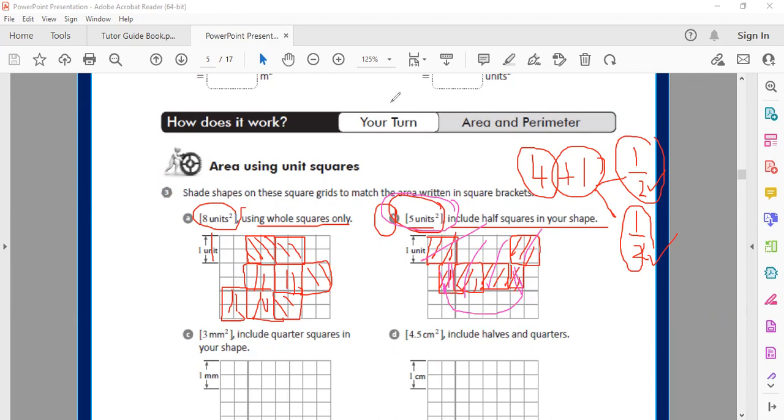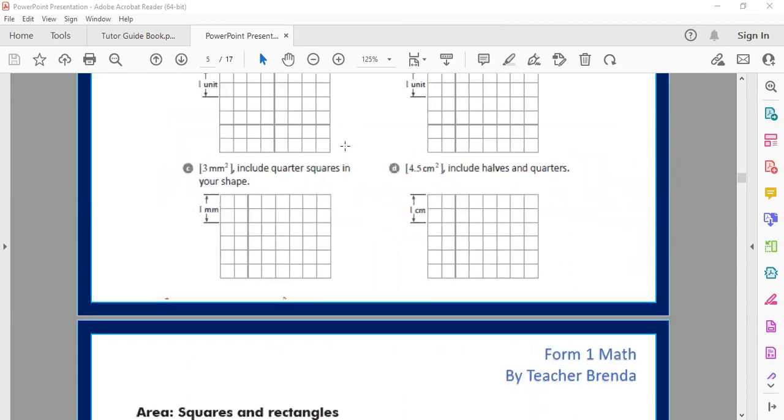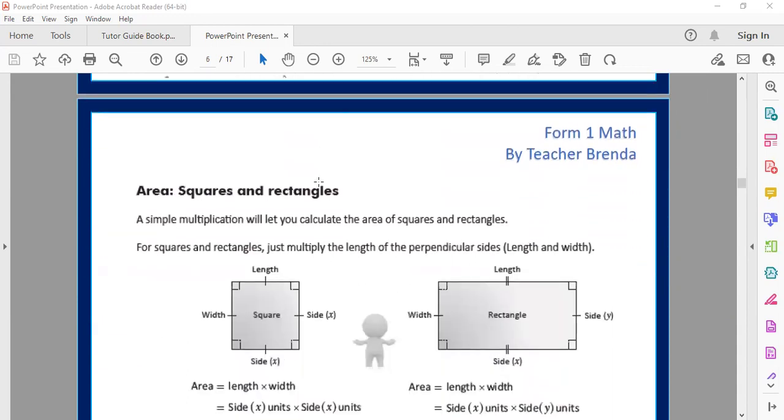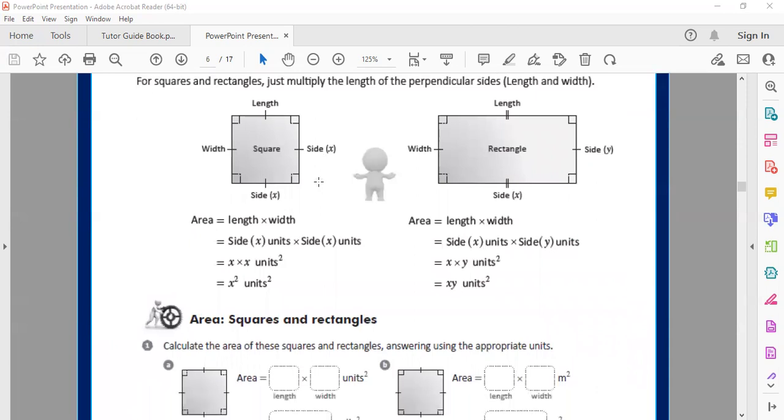Do you understand? I'm sure you have not done questions like this, even in your standard 6. I know, because I teach. Okay, so I'm going to move on a little bit. Let's go on to solving more complicated questions. That's just the basics. To find the area of any shape like a square or rectangle, very simple. Take the length, multiply with the width.